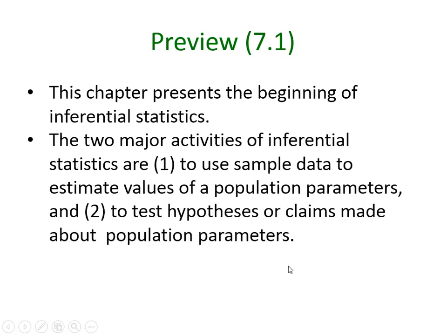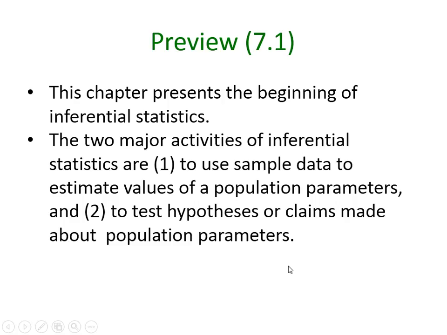Where we're going in this chapter: this chapter begins inferential statistics. The two major activities of inferential statistics are to use the sample data to estimate values of population parameters, and to test hypotheses or claims made about population parameters. So when you're looking at inferential statistics, you're taking the sample that you have to try to describe what's going on with the entire population.